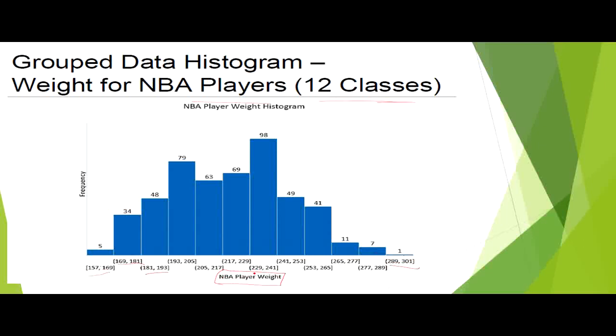Now there are 5 members with this weight, and there are 34 members in this weight category. The maximum number of members, 98 members, fall in this weight category, 229 to 241. So this representation of the data gives a clear picture of the quality of the data. Many characteristics of the data can be identified here. This is called a histogram.